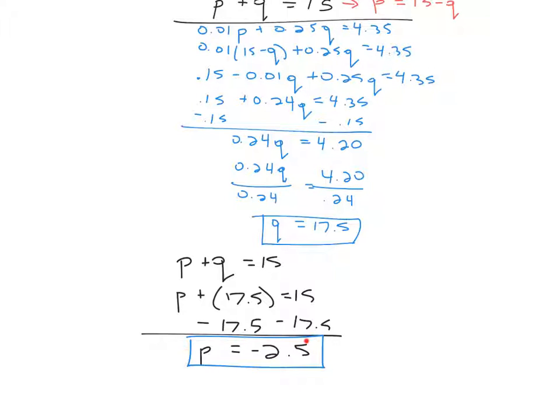Also, we would need to have negative 2.5 pennies. Does that make any sense? Sure doesn't. It doesn't make any sense to have a negative number of pennies. You either have 0 or more.